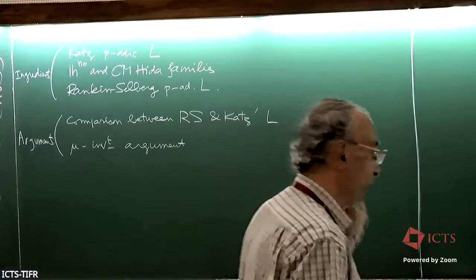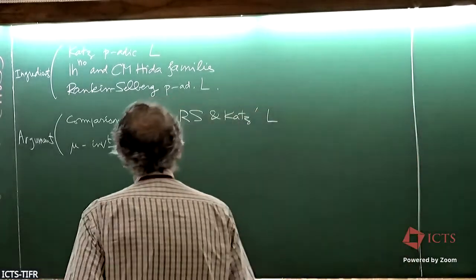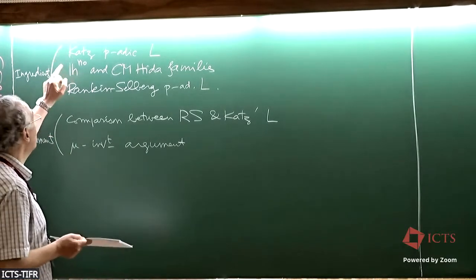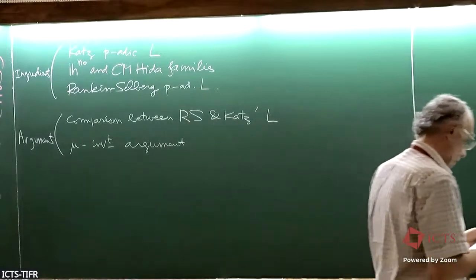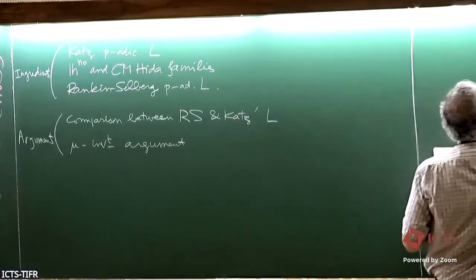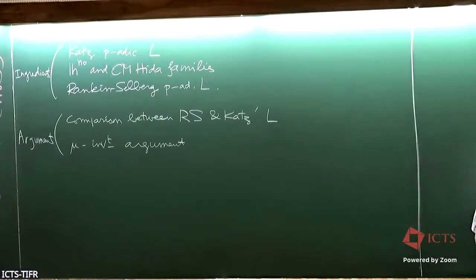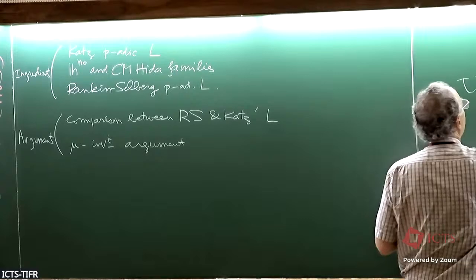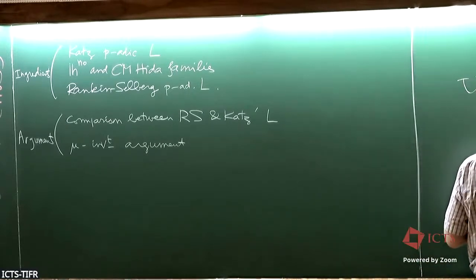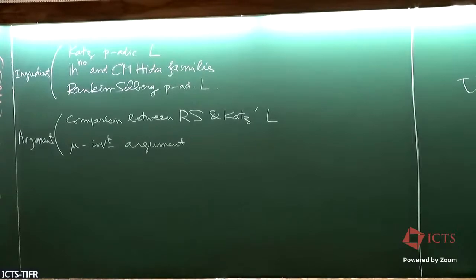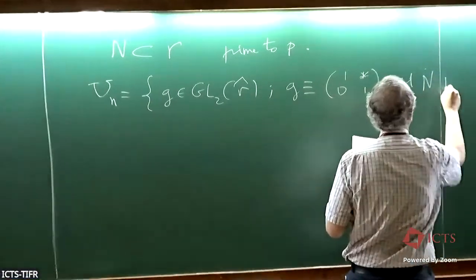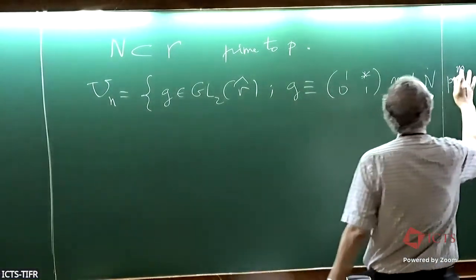So we are studying the first divisibility, and for that, there are 3 ingredients and 2 arguments. The first ingredient has been studied. Now we study the second one. We consider an integral ideal in R, prime to P, and we consider level groups U_N, matrices g in GL2 of R hat such that g is congruent to (1, 0; star, 1) modulo n p to the m n.